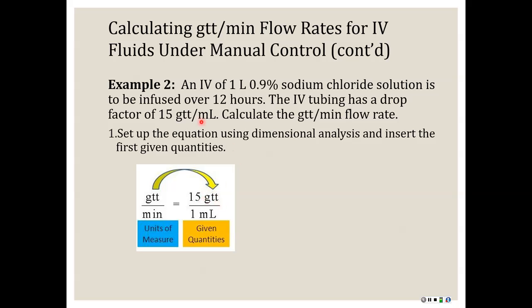Let's look up to our problem and see what do we have that includes drops. Our tubing drip factor is 15 drops per mil. Again, that has to stay together, so we have 15 over 1 mil. I knew that 15 needed to go on the top because I am looking for drops per minute, and you're always looking at this numerator of what you're looking for, and the numerator of what you're solving for has to be the numerator of your first equation. So that's how I understand what goes on top and what goes on bottom.